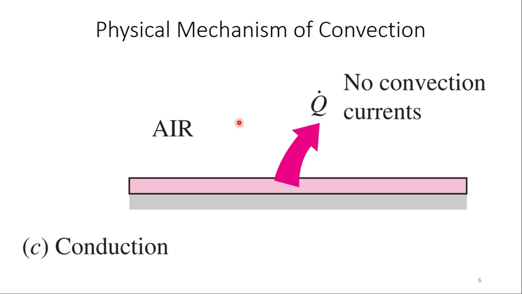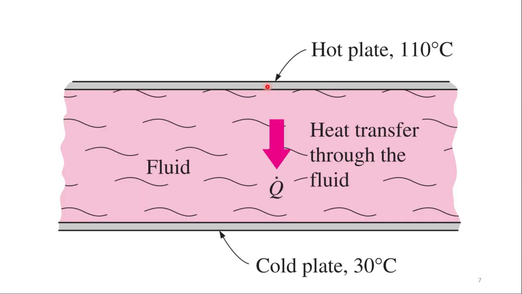As I have said earlier, the convection heat transfer is a complicated fact because it involves the fluid motion as well as the heat conduction. If the fluid is in motion, the heat transfer will mainly be due to the convection process. If there is no fluid motion and the fluid is in still position, the heat transfer will be due to the conduction process.